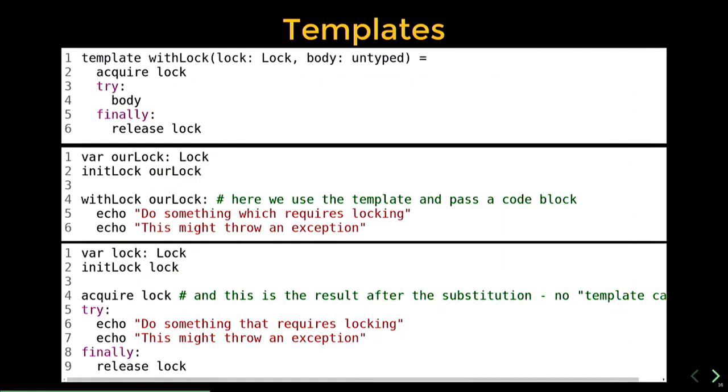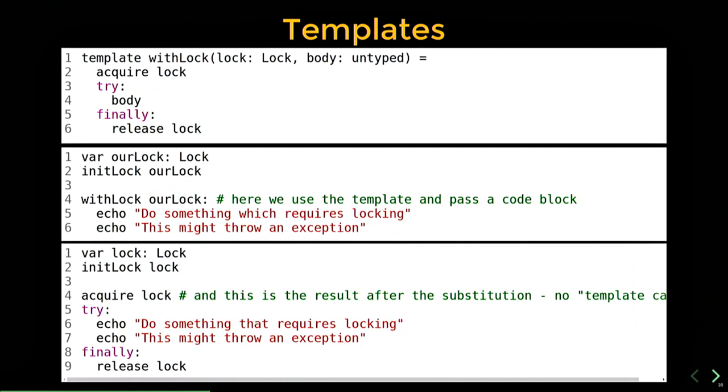So this is our first example of a template. At the top, we've defined a withLock template, which gets a lock, and also a body, which is untyped. That is going to be a block of code, which we actually receive. And inside of this template, we acquire the lock, and then we put whatever the body is inside of a try block. And then, finally, we release the lock.